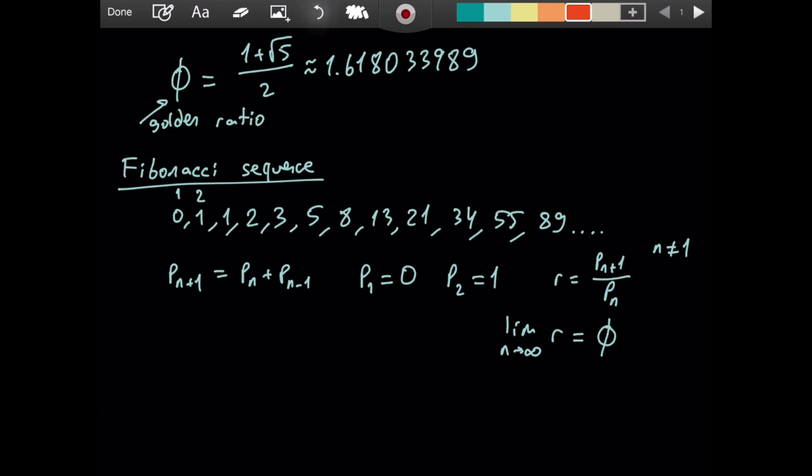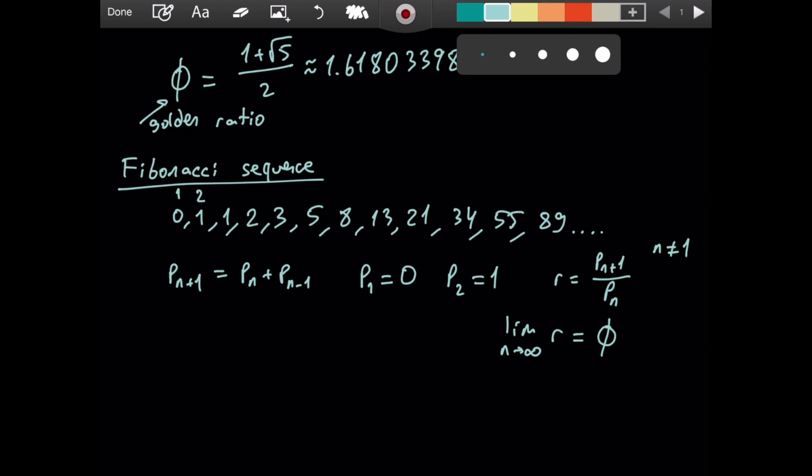And we want to show that if it is convergent, it converges to phi. It converges to this number. Okay, this is the aim of this video. And that is the connection between the golden ratio and the Fibonacci sequence. So how do we go about doing this?